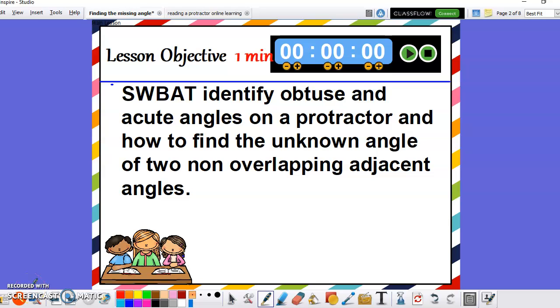All right, today our lesson will be, students will be able to identify obtuse and acute angles on a protractor and how to find the unknown angle of two non-overlapping adjacent angles. Basically, all that is saying is you can tell whether an angle is obtuse or acute, and you can find the missing angle in a set of angles that are side by side.